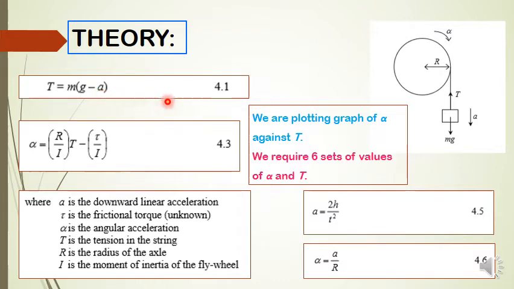By applying Newton's second law for the rotational motion of the rigid body, equation 4.3 is obtained, where a is the downward linear acceleration, tau is the frictional torque, alpha is the angular acceleration, T is the tension in the string, r is the radius of the axle, and I is the moment of inertia of the flywheel.